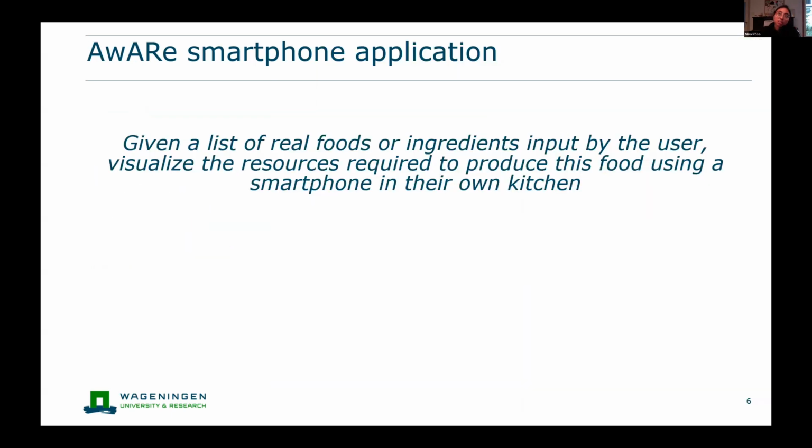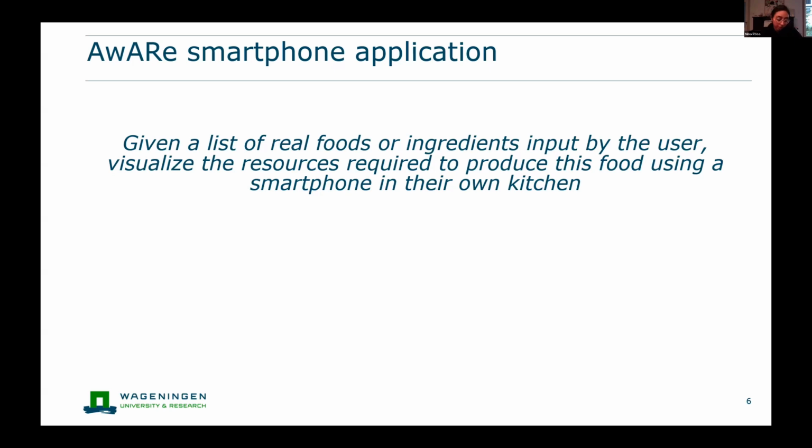So using the potential of especially augmented reality in this regard, we decided to create an application that could be used to tackle hopefully many of the problems that the literature is now showing in this area. Our application is called Aware. It's a smartphone application, and the aim was to let the user input a list of real foods or ingredients and then visualize the resources required to produce the food on their smartphone in their own kitchen.